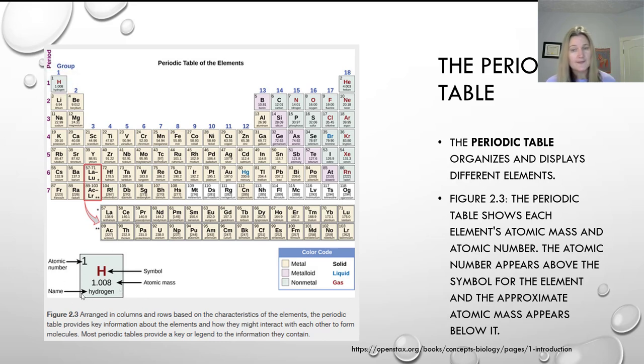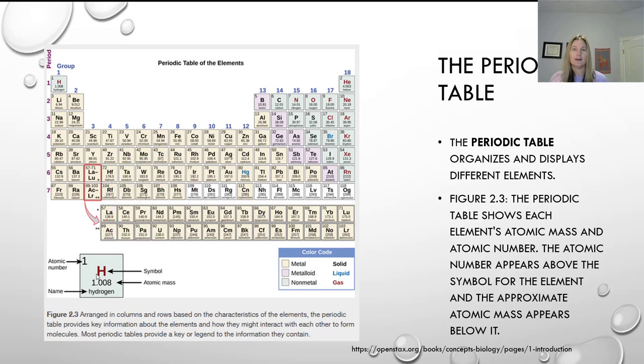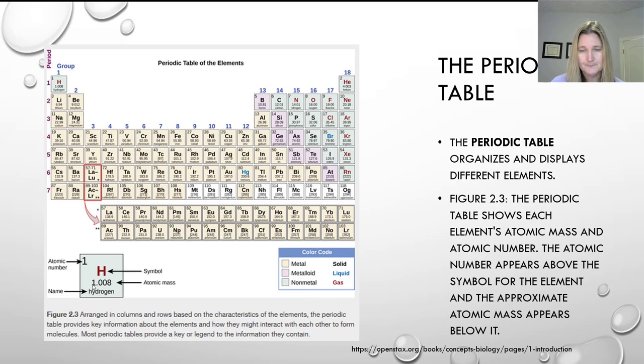So notice what's inside of the box. Each element has a symbol. We can use that when we're writing out chemical formulas. For example, water is H2O. So it has 2 hydrogens and 1 oxygen. Instead of writing out water, we write the chemical formula H2O that signifies 2 hydrogens and 1 oxygen. So it's a lot easier to know the symbol instead of having to write out 2 hydrogens plus 1 oxygen. That's why we have chemical symbols.